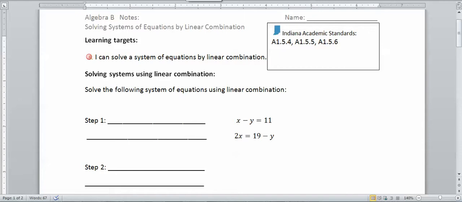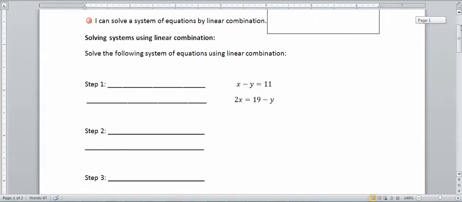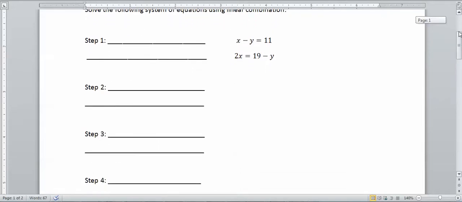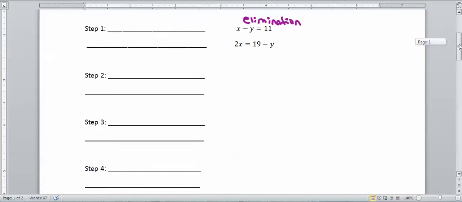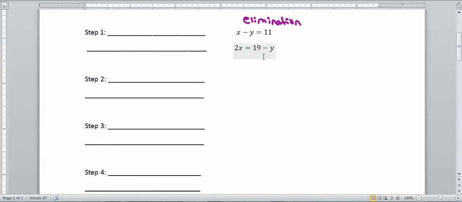Okay, so today's learning target is I can solve a system of equations using linear combination. The other name that this is called is elimination, right? We're going to eliminate one of the variables using both equations. Okay, so if I want to eliminate, the first thing that I have to do is get both equations in standard form.